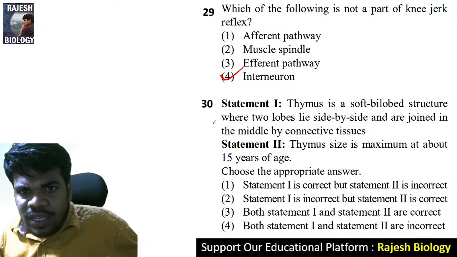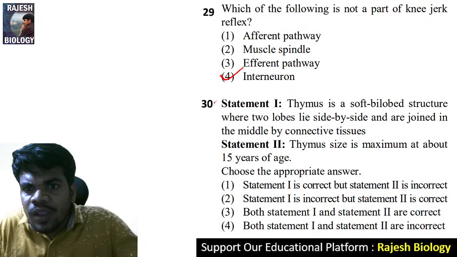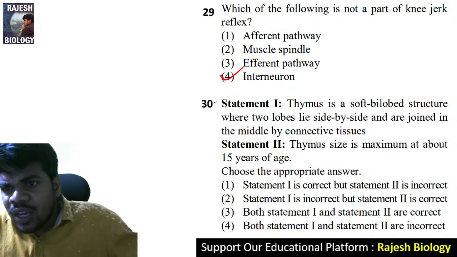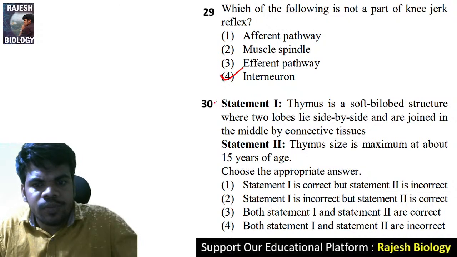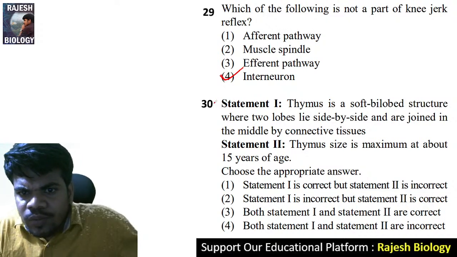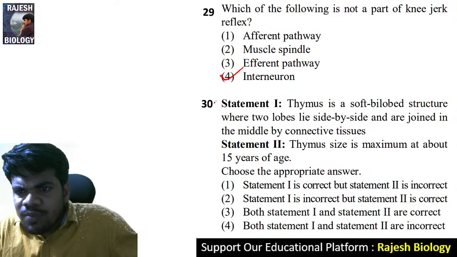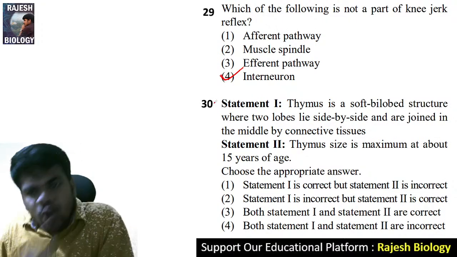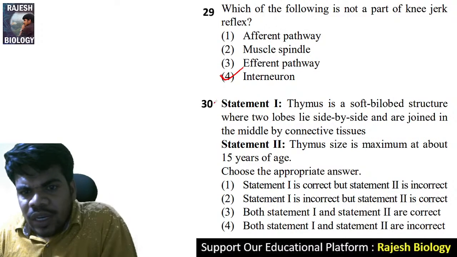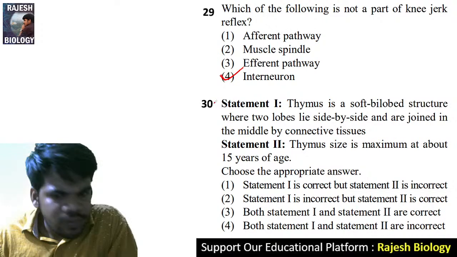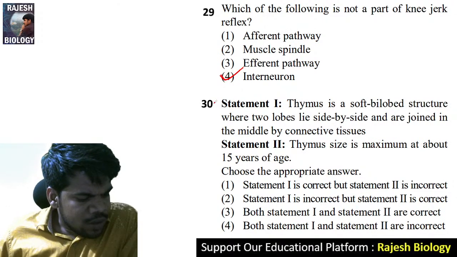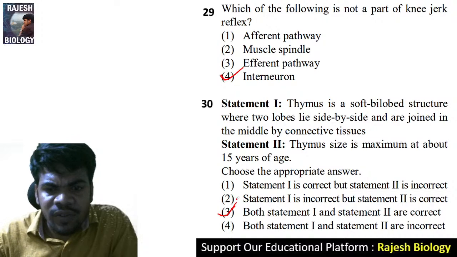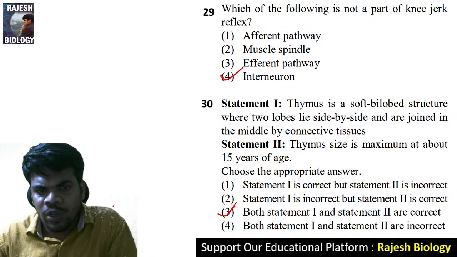Statement 1. Thymus is a soft bilobed structure where two lobes lie side by side and are joined in the middle by connective tissue. Okay. Thymus size is maximum at about 15 years of age. It is a lobed structure. Connective tissue is there actually. Both are correct only. It is maximum size at 15 years of age. That's why we have more immune power. Statement 2 is perfectly correct.